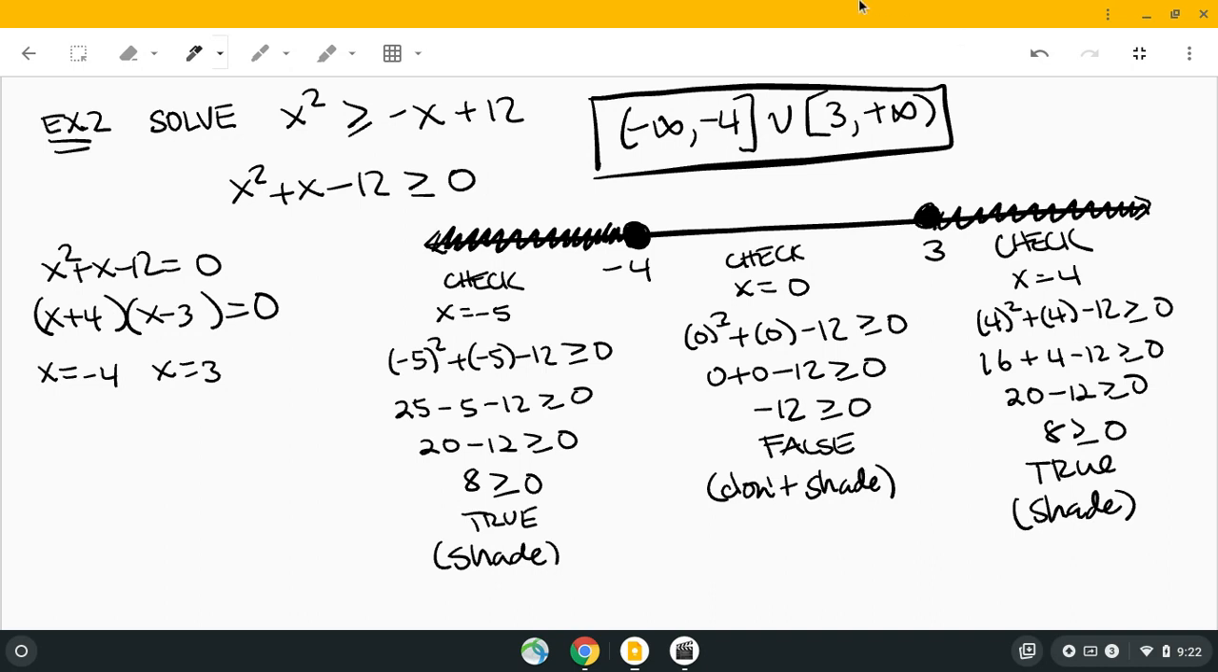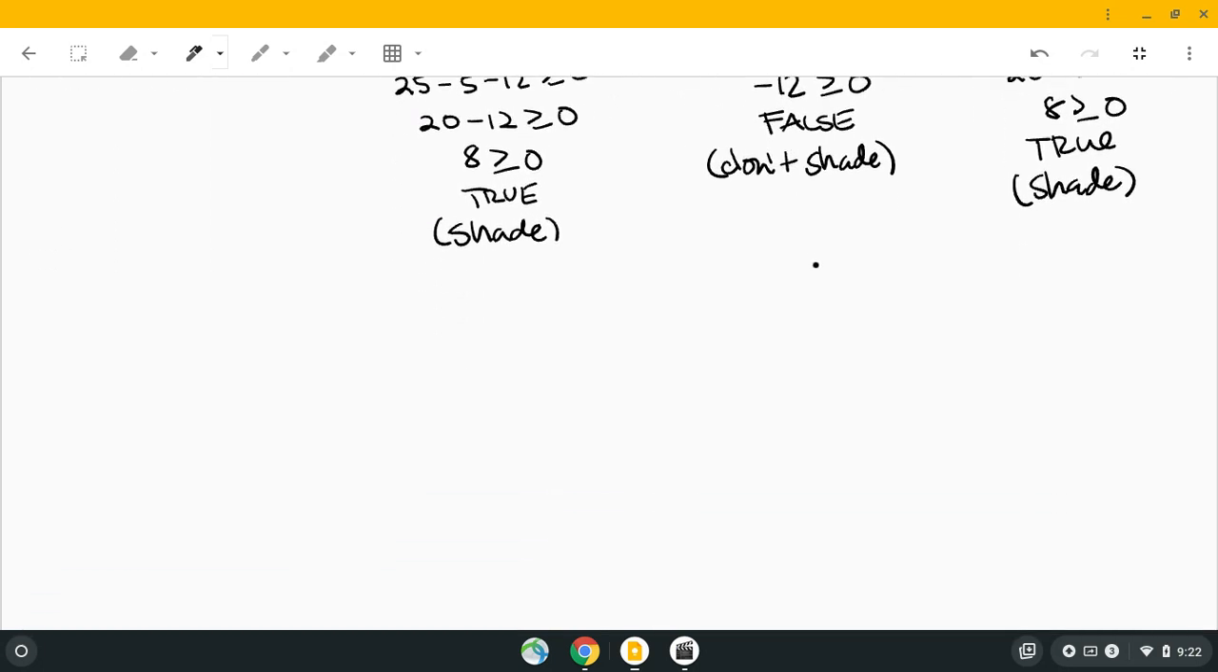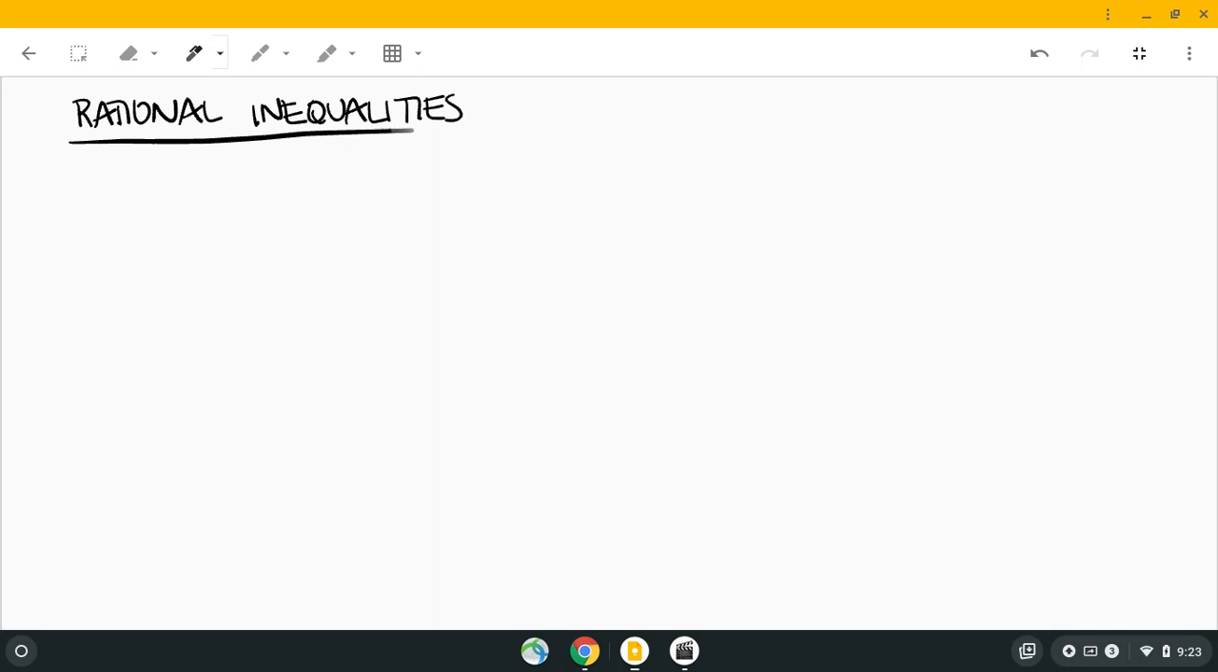Okay, so those are quadratic inequalities. Let's take a look at rational inequalities. They're very similar, but there are some little things about it that you have to keep track of. Okay, so rational inequalities. So similar setup. Set it to 0.